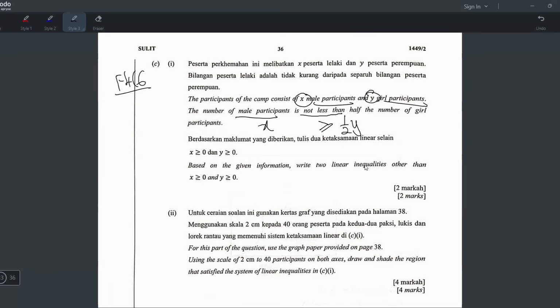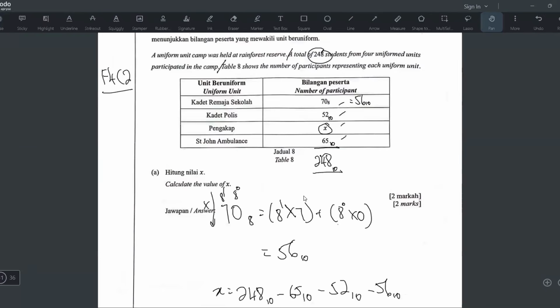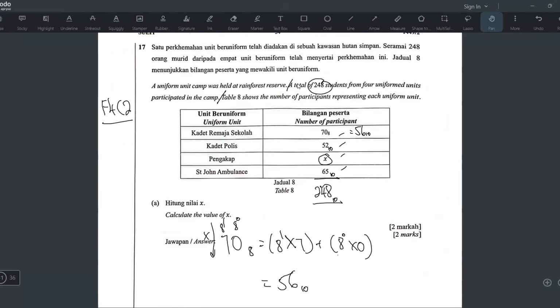But there's only one. Wait, did I miss out something here? The participants of the camp of X male participants and what? Okay, the number of male X is not less than half. Okay, there's only one inequality. Does that mean I have to use back the information above? Is it this one? The total 248?